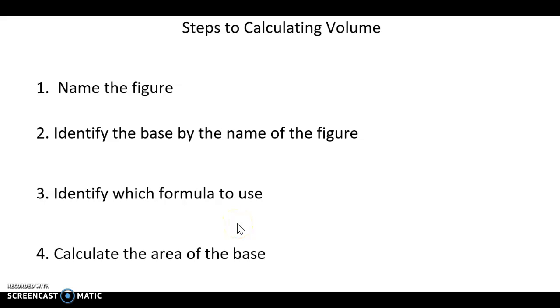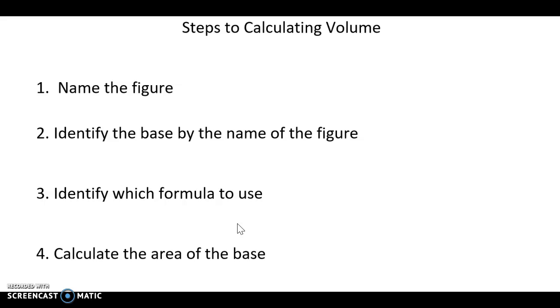Just like when we cook, we have to follow a recipe. So I sat down and did a recipe on steps to calculating volume. I'm going to start you off by guiding you through these steps on days 1 and 2, with me asking guiding questions.